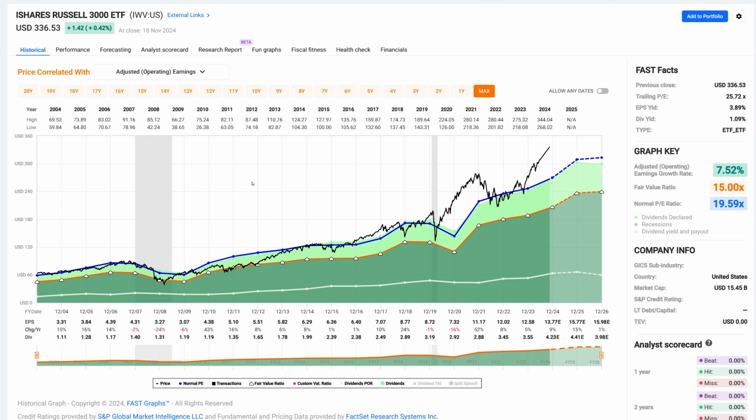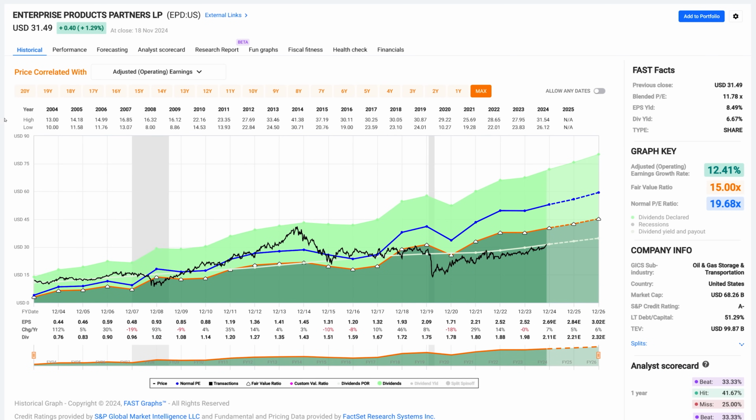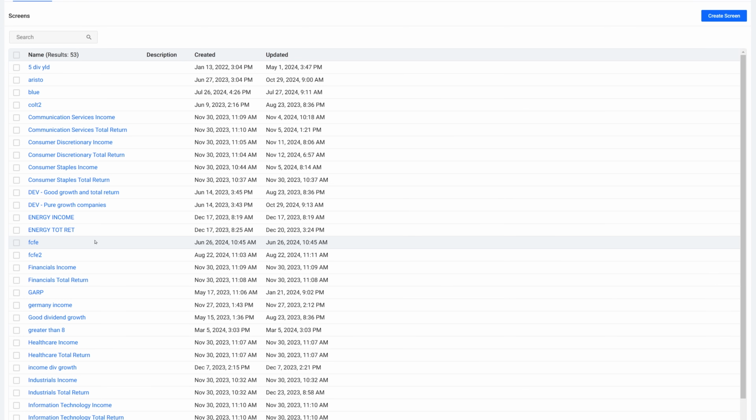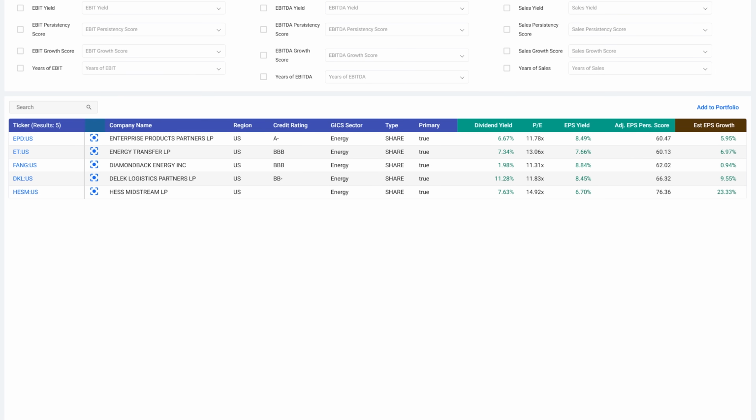But as I always say, it's a market of stocks, it's not a stock market. So if we look for individual stocks or screen amongst the individual sectors looking for value, you'll find stocks that are fairly valued even in this overheated market. So let's go into the FastGraphs screening tool, where I've created the energy income screen and the energy total return screen that I ran. Let's go ahead and go in.